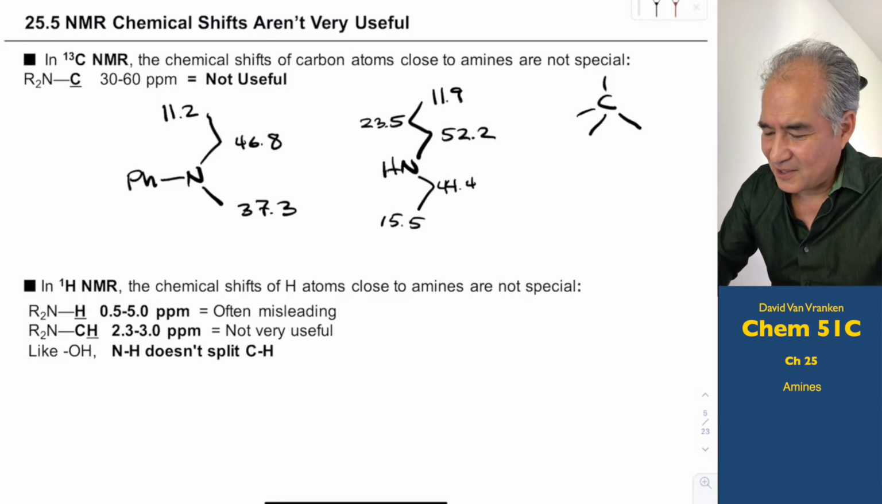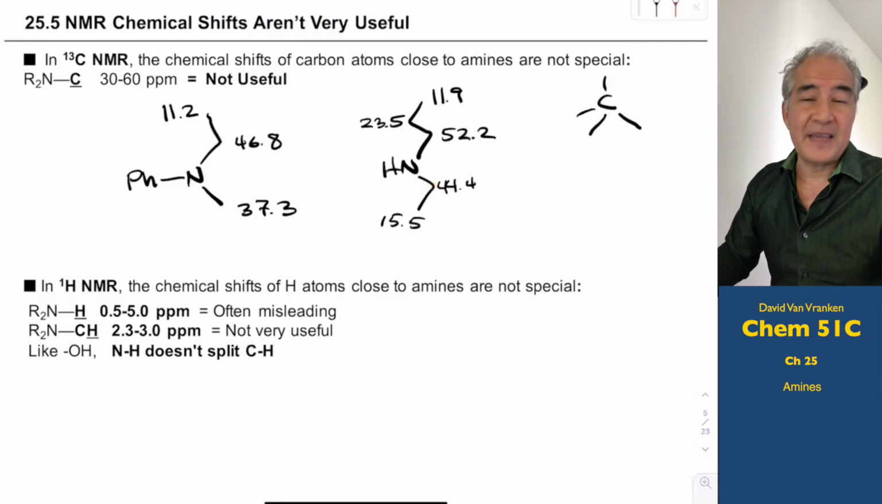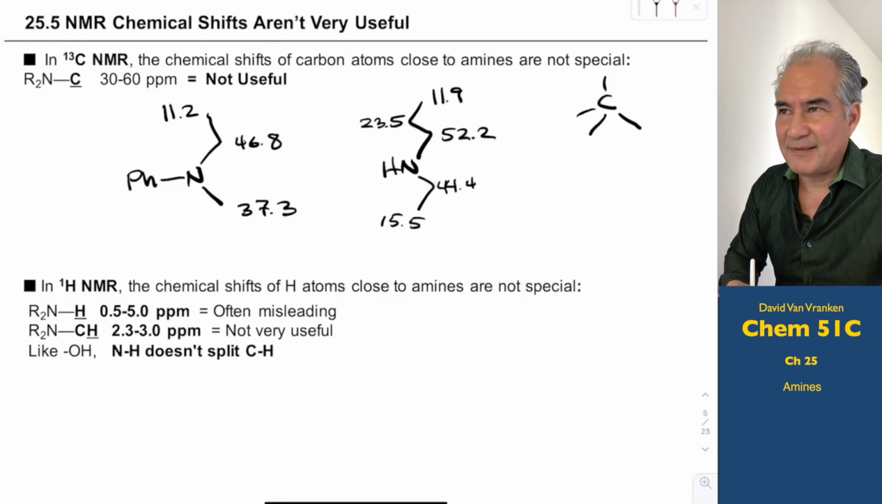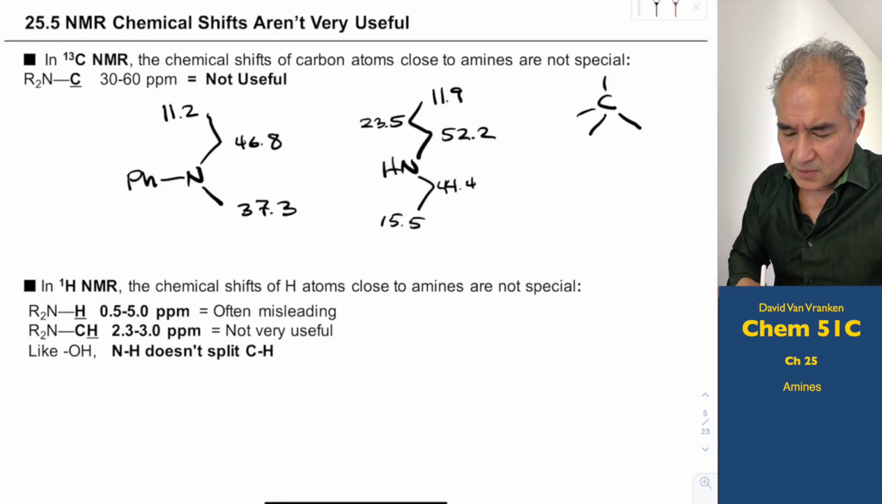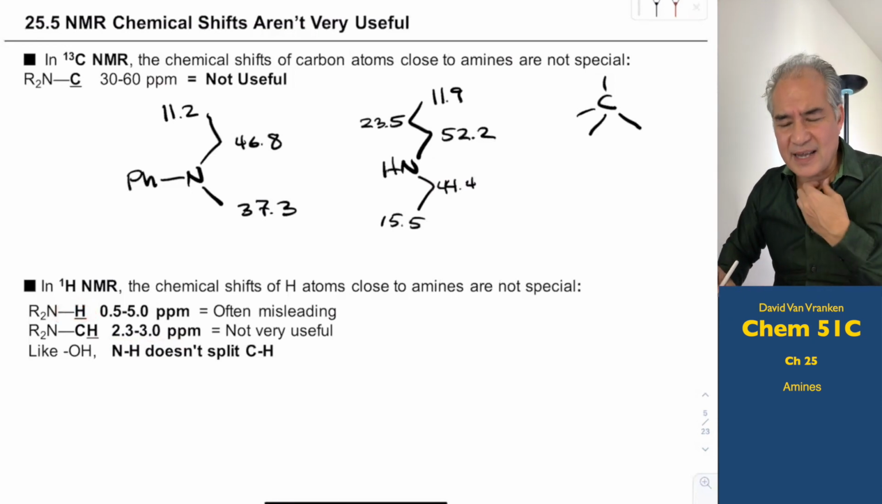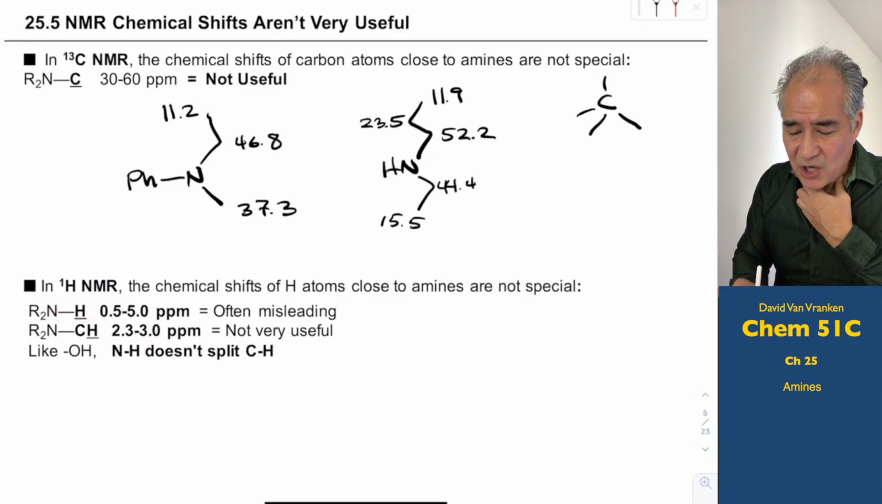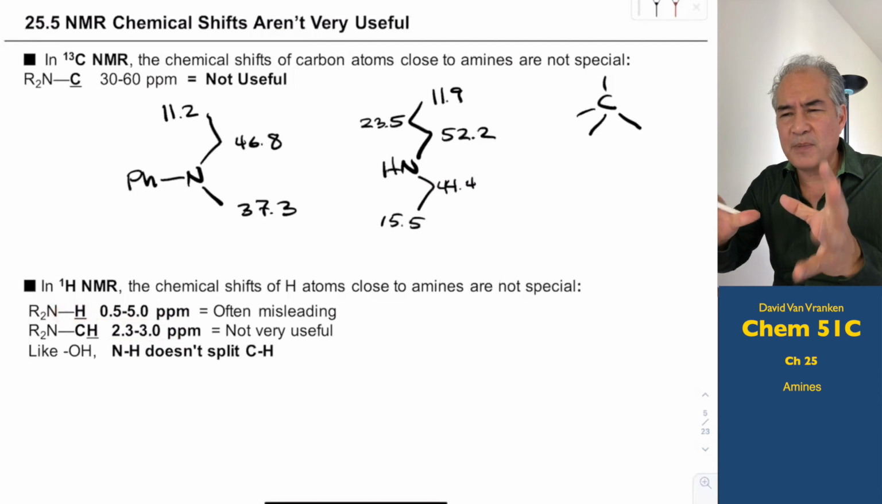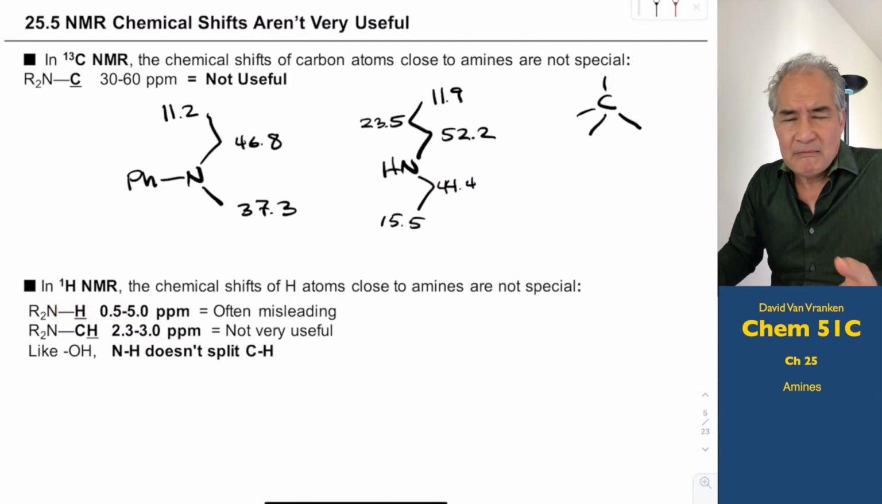The protons that are close to the amino group might be shifted a little bit downfield, to higher parts per million, because of the electronegative amino group, but it's not a lot. The CHs that are next to those amino groups are not super special. The NH, the proton that's directly attached to the amino group, can show anywhere in this region, from a little bit below 1 part per million to 5 parts per million.